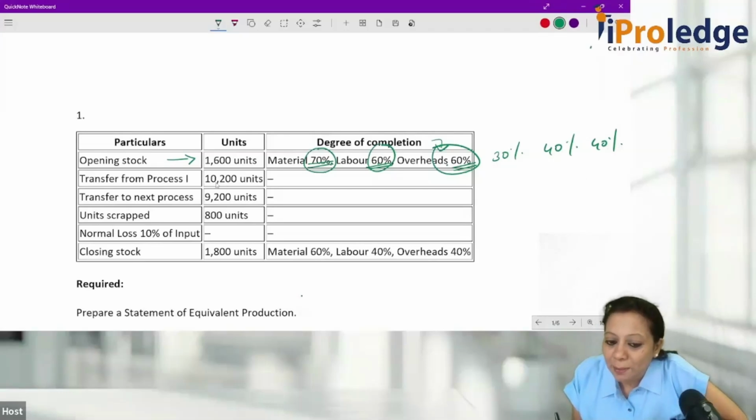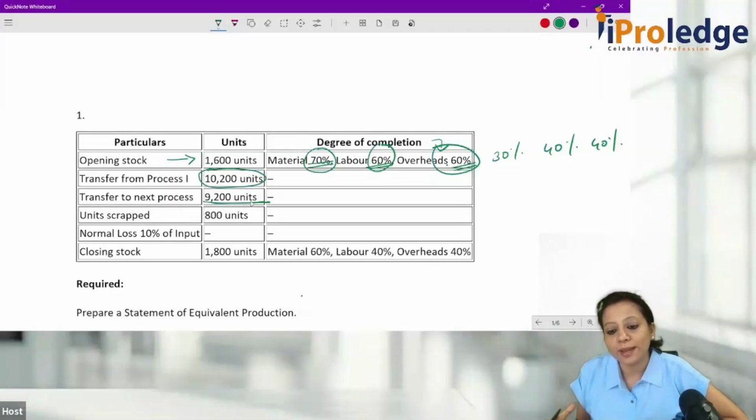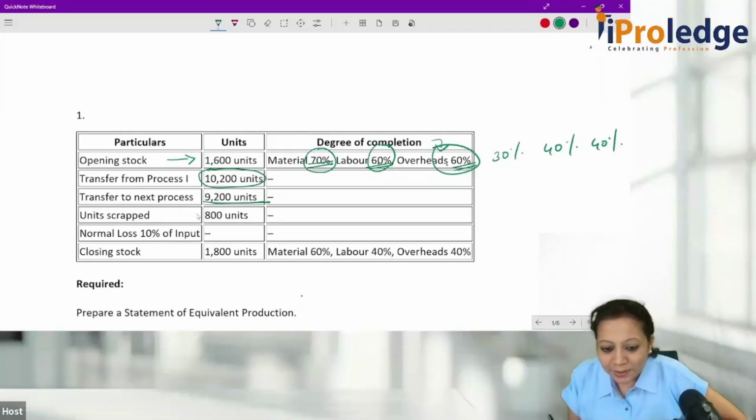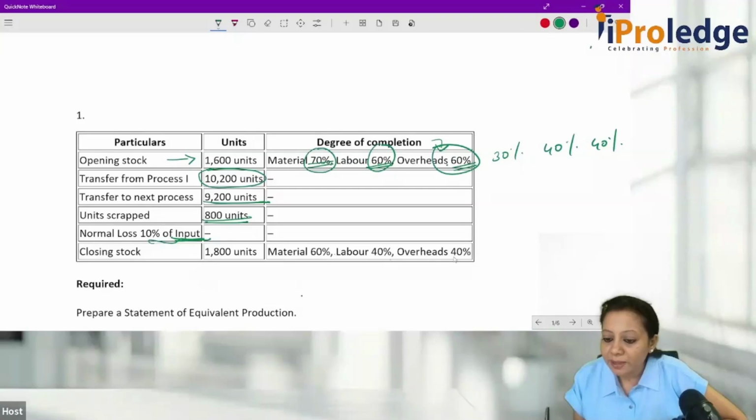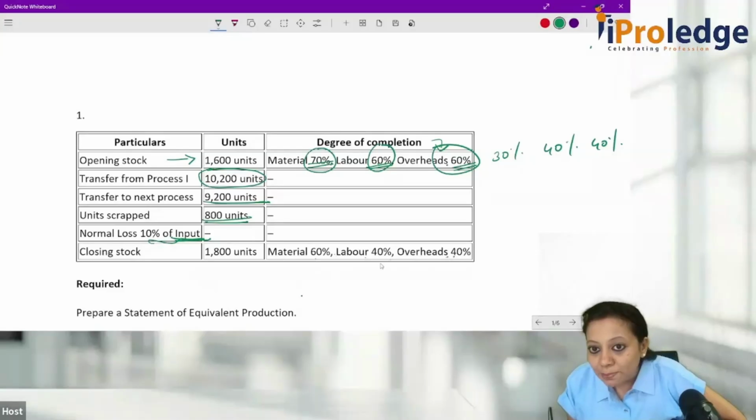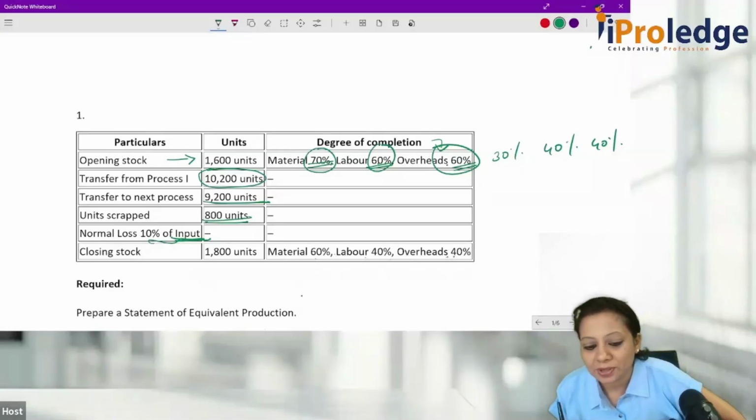Amazing. Transfer from process 1: how many units have been transferred? 10,200. Transferred to the next process is 9,200. Right now, units scrapped is 1,800. Normal loss is 10% of input. Input means what? That also we will understand, so that word input I am underlining. Closing stock is given as 60%, 40%, 40%. We'll take the degree of completion to be 60, 40 and 40, because in this process only it is completed. All right, students.